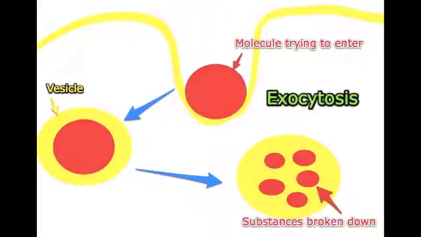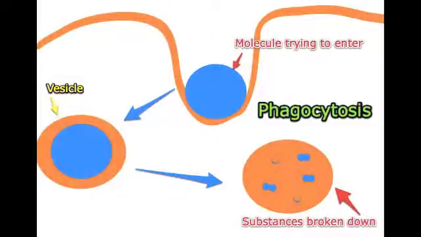Endocytosis is the movement of substances trying to enter the cell. The membrane wraps itself around the substance to eventually form a vesicle. Lastly, the vesicle diffuses with the lysosome, which breaks down the substances into smaller parts that the cell can obtain.